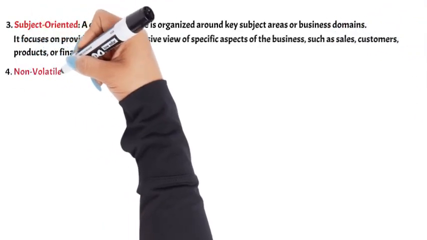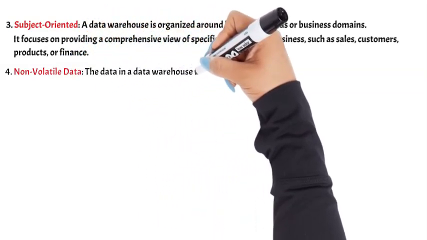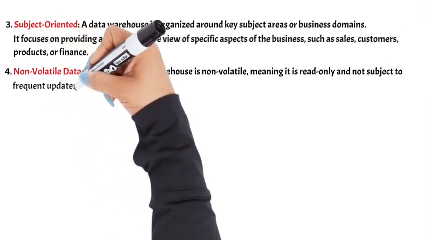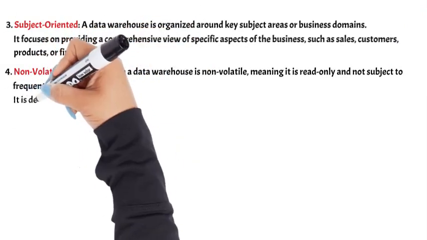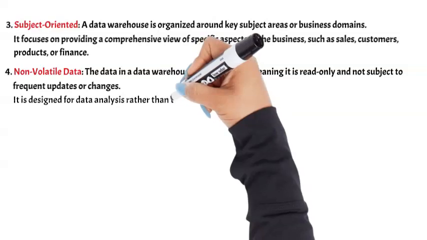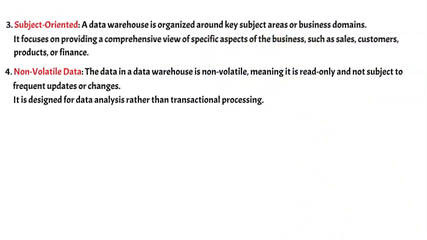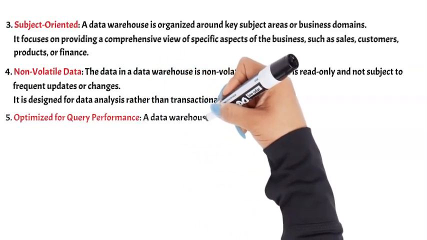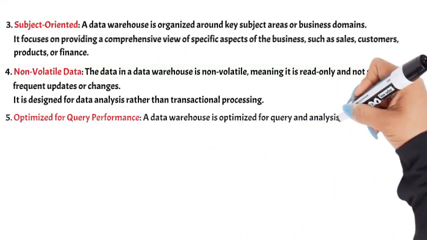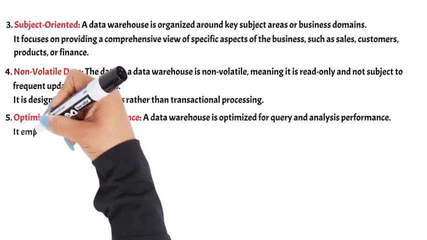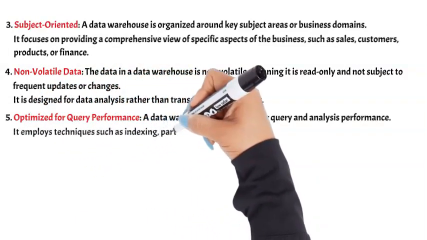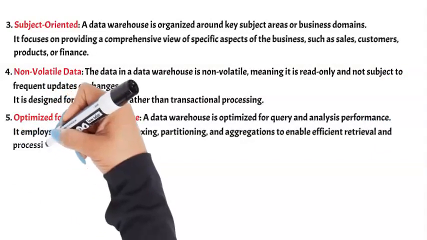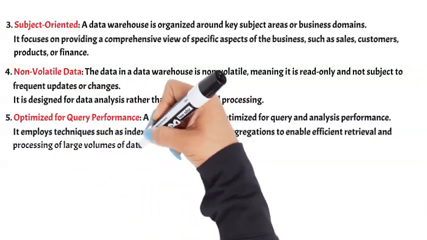4. Non-volatile data. The data in a data warehouse is non-volatile, meaning it is read-only and not subject to frequent updates or changes. It is designed for data analysis rather than transactional processing. 5. Optimized for query performance. A data warehouse is optimized for query and analysis performance. It employs techniques such as indexing, partitioning, and aggregations to enable efficient retrieval and processing of large volumes of data.